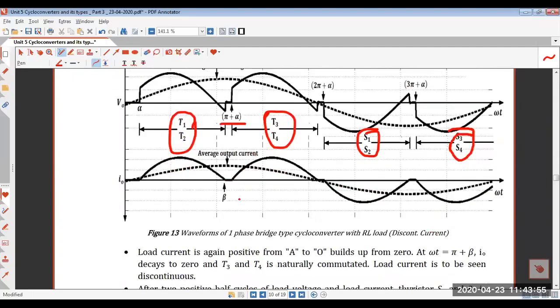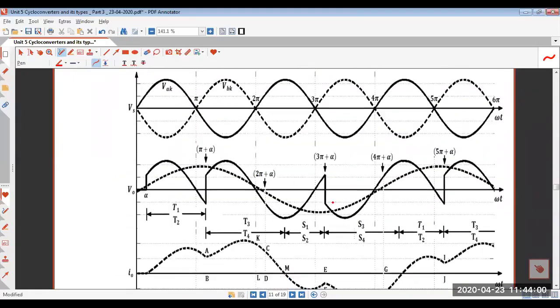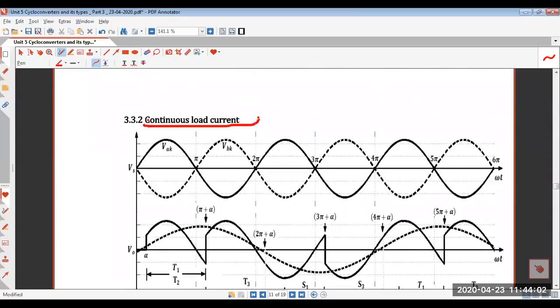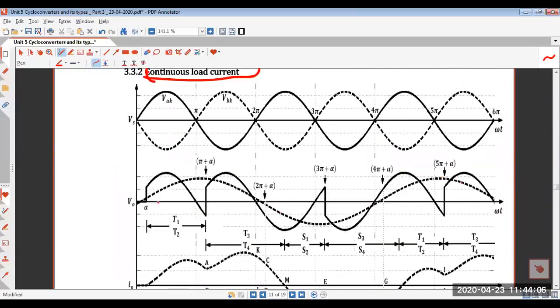SCRs are conducting in pairs, right? So the whole story has been written here. Similarly, for the continuous load current also in the bridge type cycloconverter, you'll get a similar type of response. You can see why it is a step down transformer, because this is one complete cycle of the output waveform.